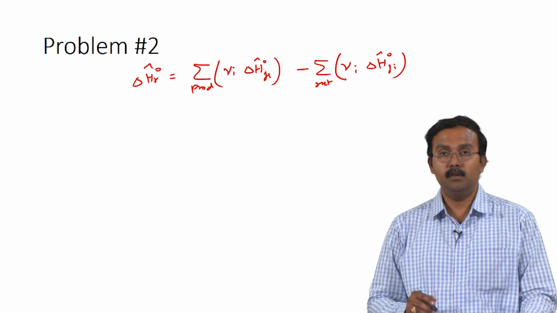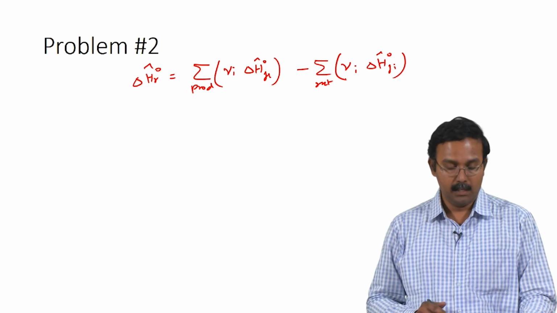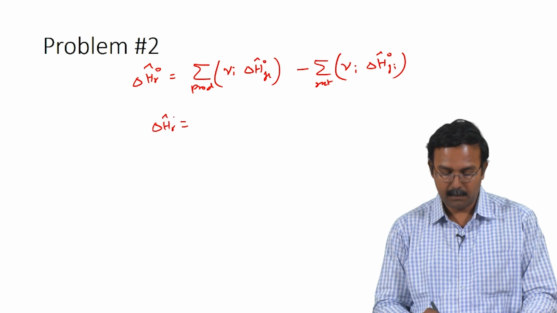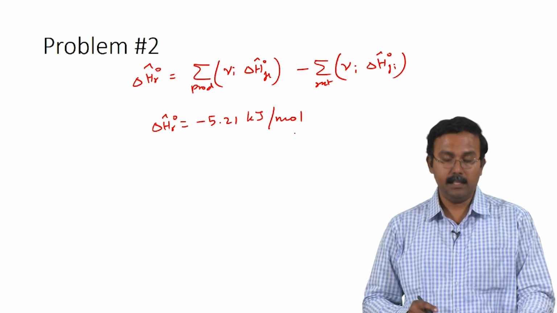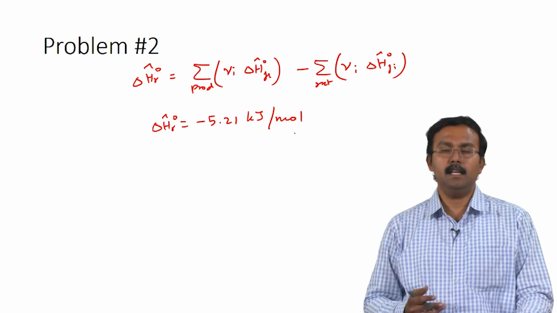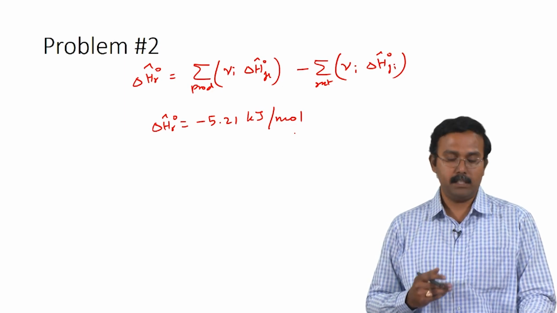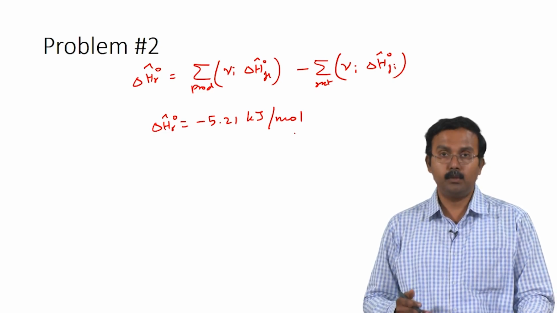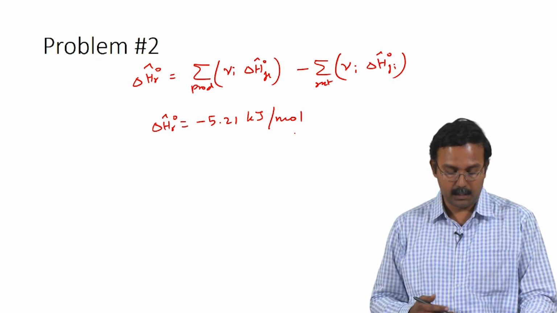You can get the values for the standard heat of formation from the tables, and using the values from the tables and whatever data has been given, delta HR standard would be equal to minus 5.21 kilojoules per mole. As you can see, it is significantly different from the heat of reaction at 600 degrees Celsius. At 600 degrees Celsius, the heat of reaction was minus 3.453 kilojoules per mole, whereas here it is minus 5.21 kilojoules per mole, almost a difference of 50% compared to the 600 degrees Celsius.